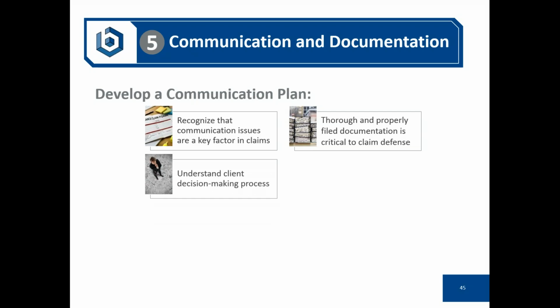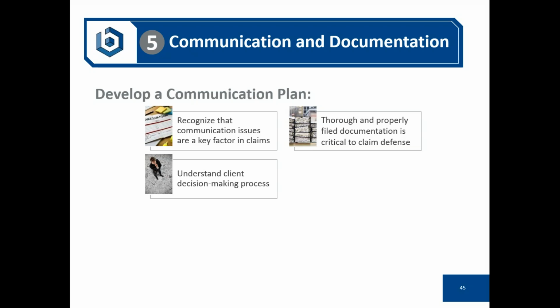Some of this has to do with really documenting the client's decision-making process, understanding it. As you plan your communication plan strategy for the project, is that client rep that you're dealing with on a day-to-day basis able to make decisions, or are there going to be committees that you will need to present to?